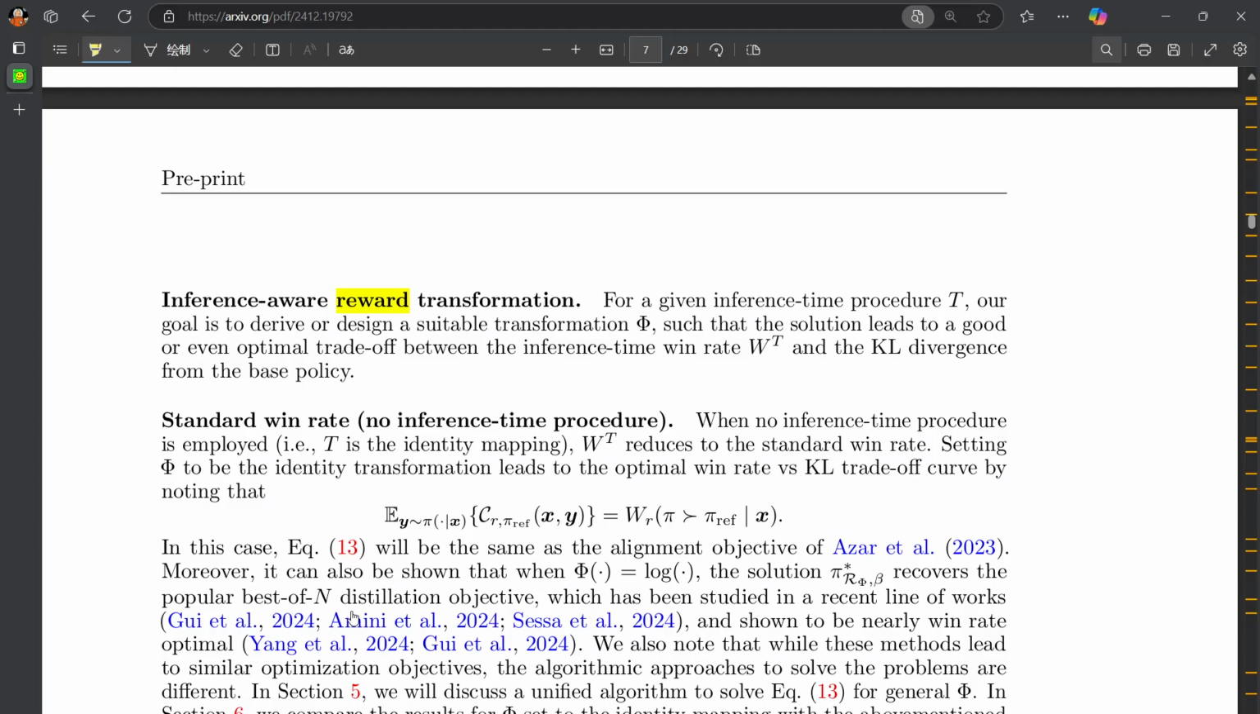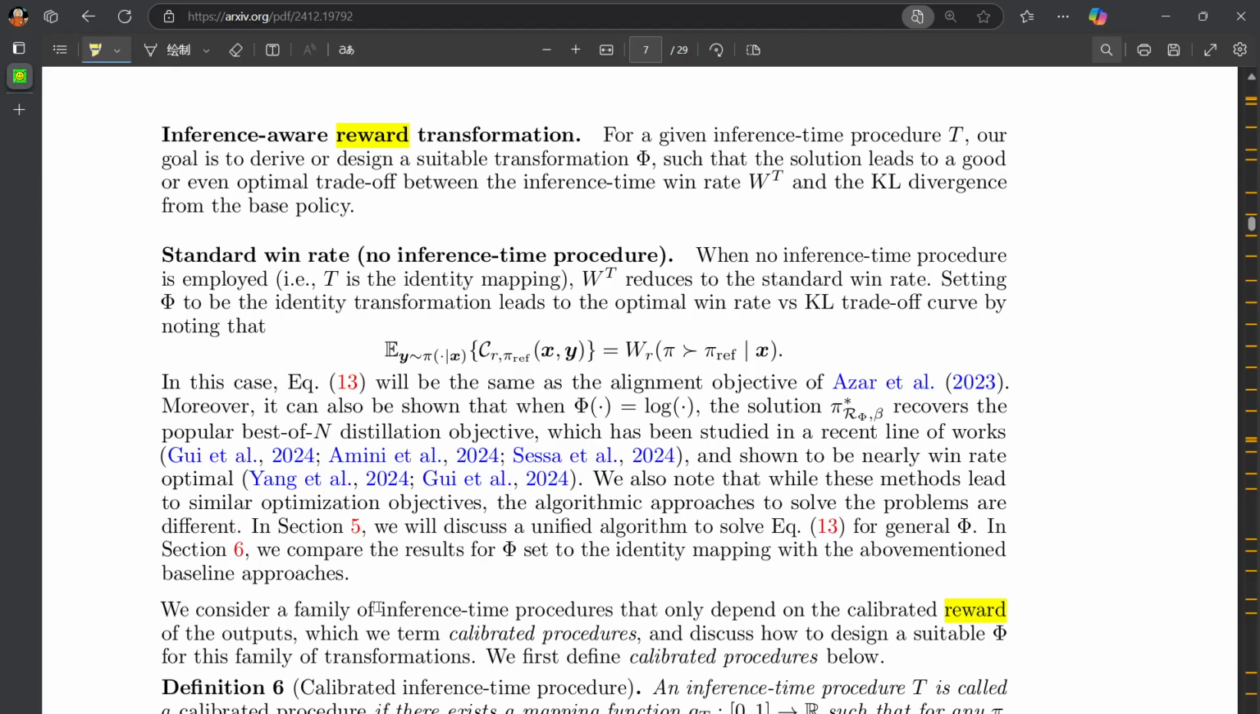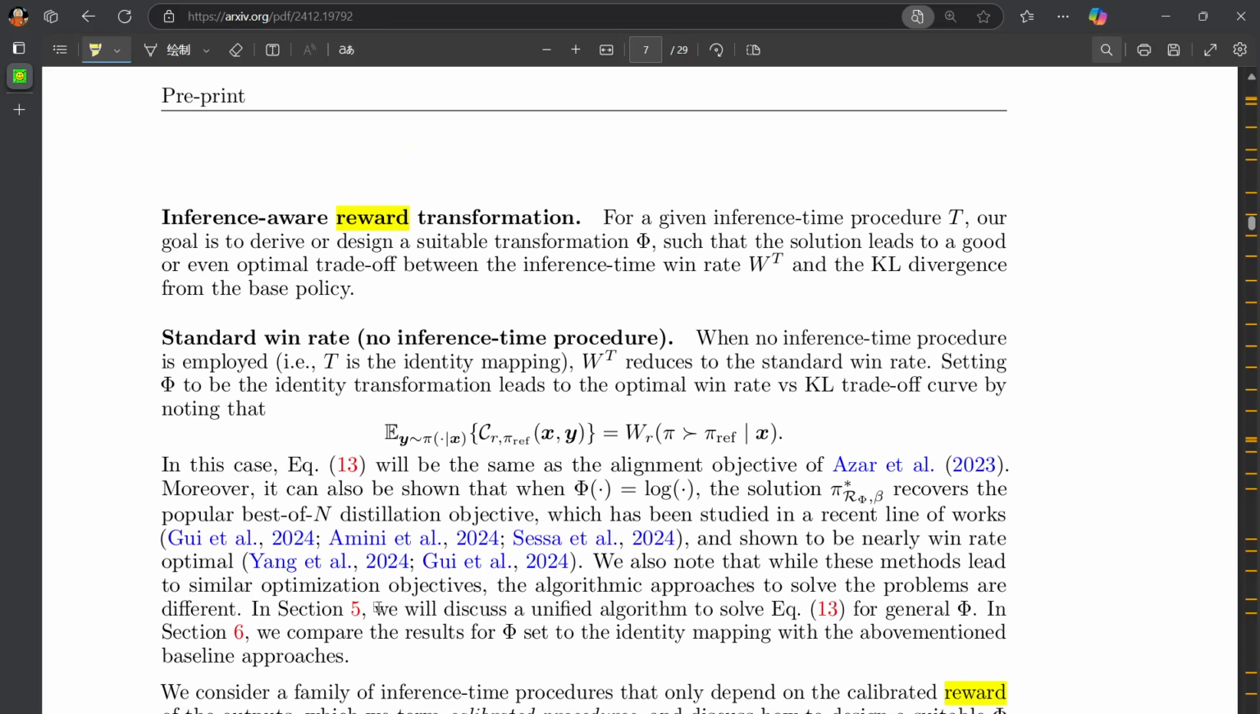Color me impressed. But can we maybe get back up a little? All this talk about reward transformations is making my head spin. How do they even figure out what these transformations should look like? Yeah, it's definitely complex, but it's also pretty cool how they do it. They use this idea of calibrated inference-time procedures. Basically, what that means is that you're looking at how the different outputs are ranked in terms of their rewards, rather than the specific numbers themselves. So, like, it's more important to know which output is the best, second best, and so on, than to know their exact scores. That's a great way to put it.